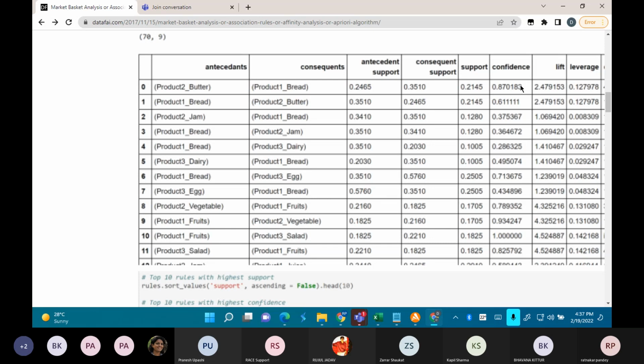Maybe same, maybe different. In this case, you can say this is a different number, right? So it says bread and butter, so it gives you immediately the next rule. This is 61%. It depends on what becomes the numerator and what becomes the denominator. So from that point of view.